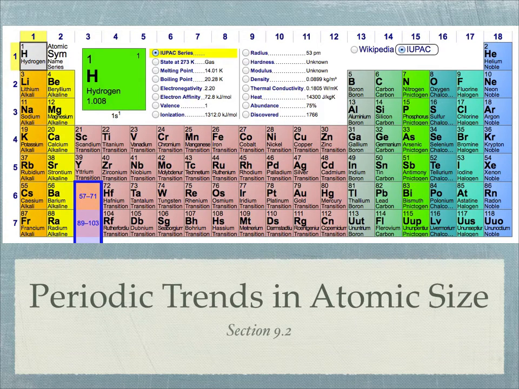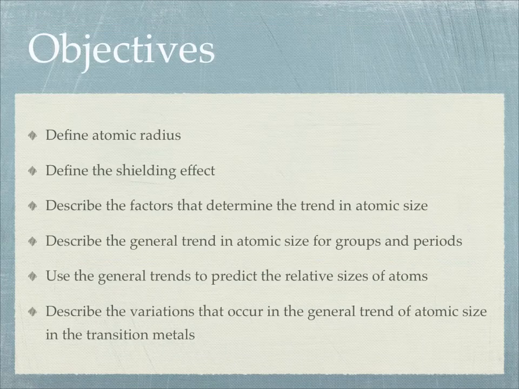All right, this is section 9.2, periodic trends in atomic size. So we're going to talk about how the elements change in size. First of all, here are our objectives, just kind of quickly looking at all these.